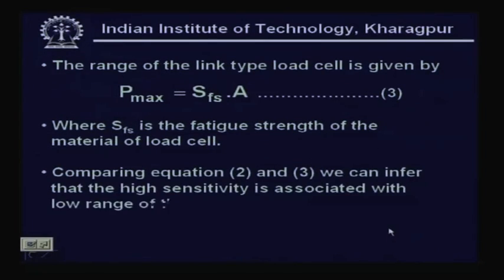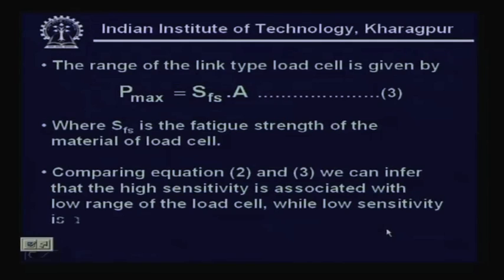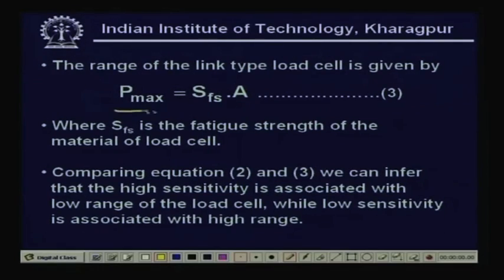So, if you compare this equation with the previous equation, that means sensitivity as well as the range, if I compare side by side sensitivity and range, because this will give the range, P max is the range of your load cell, you will find that if the sensitivity is high, our range will be low and vice versa, right. That means I infer that the high sensitivity is associated with the low range of the load cell, while low sensitivity is associated with the high range of the load cell.